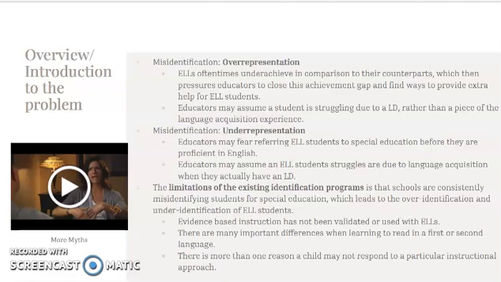Evidence-based instruction has not been validated or used with ELLs. There are many important differences when learning to read in a first or second language, and there is more than one reason a child may not respond to a particular instructional approach. And this video on the left also talks about a couple more myths that come along with ELL students and learning two languages.